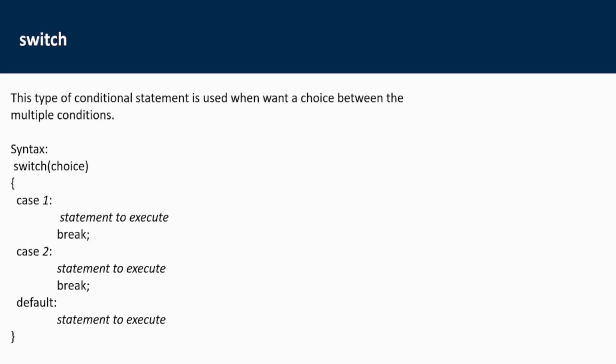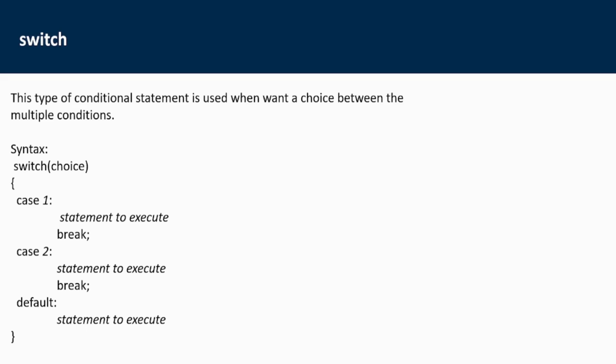Switch is very important for the conditional statement. We can say this is a type of conditional statement where we want to choose a particular choice between multiple conditions. There are multiple choices and we have to choose a particular choice. When we talk about else if or if, that is a condition on the basis of a particular condition, that means greater than, less than sign, we had used that.